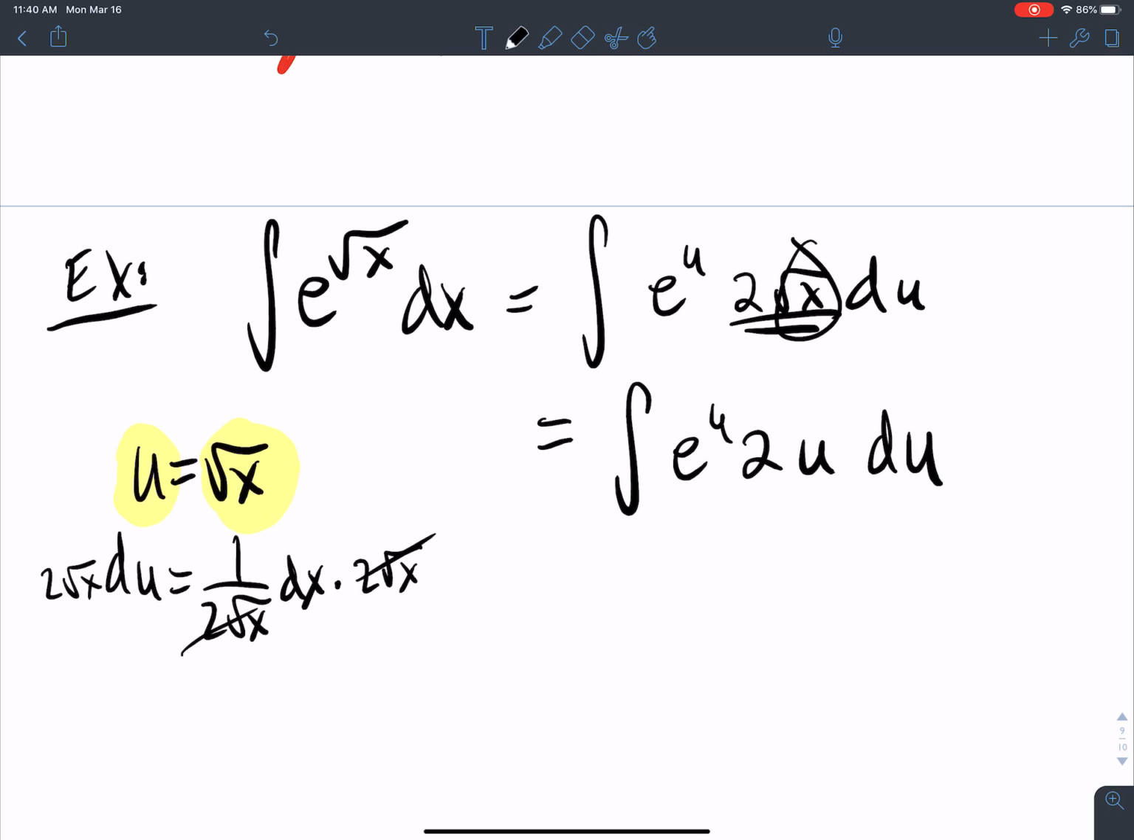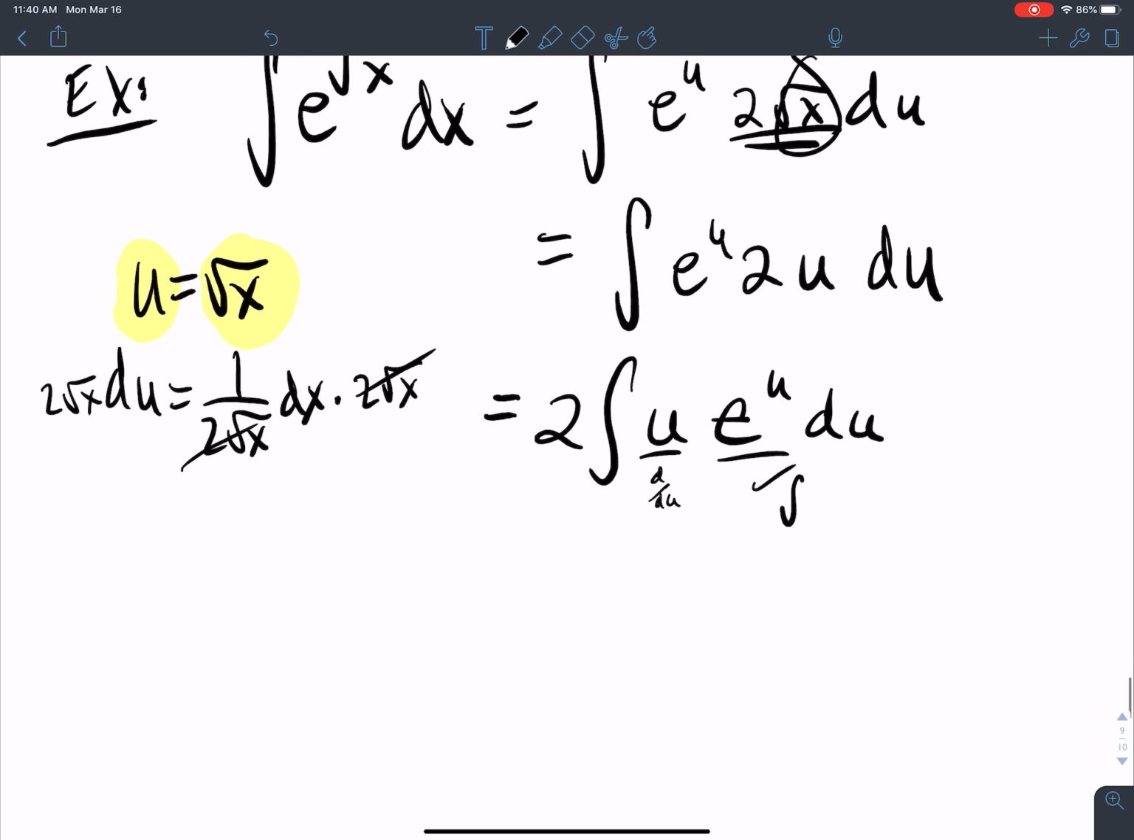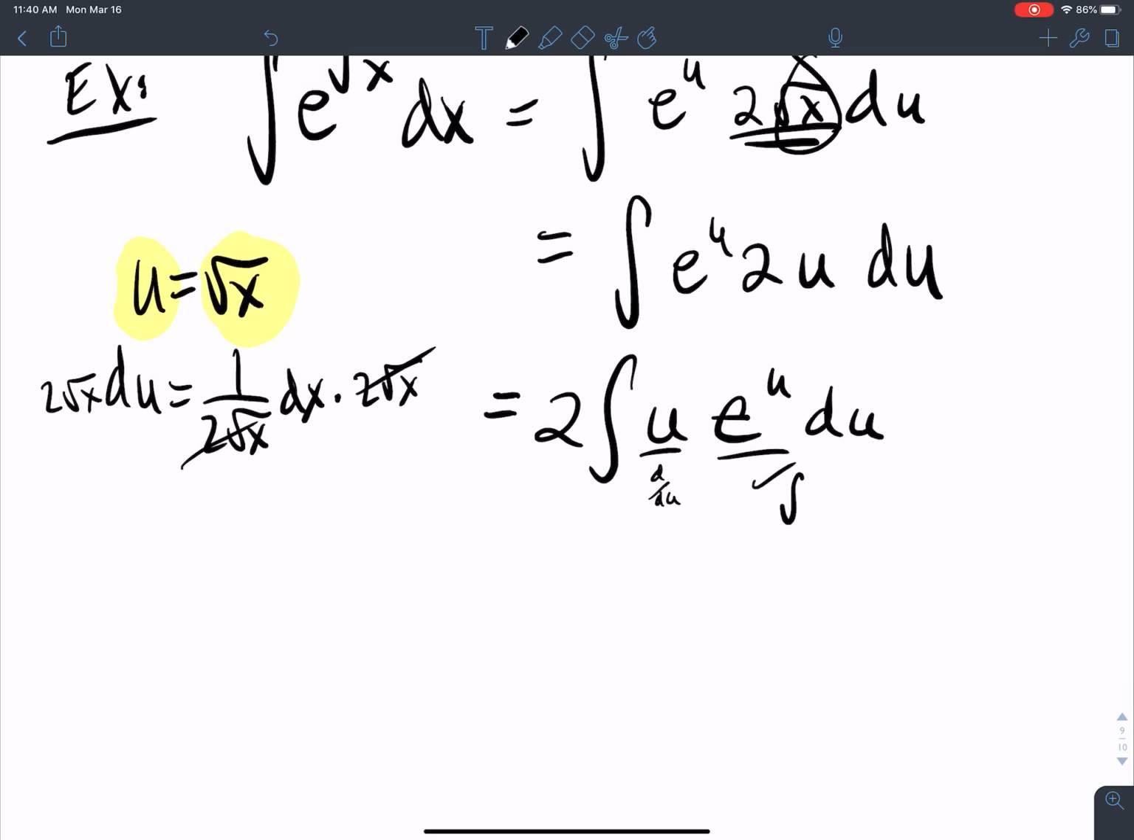Wow. Now I've got an integration by parts problem, okay? Where if I take the derivative here and I integrate here, then I'm going to get a solution rather quickly. So integration by parts, buddy.